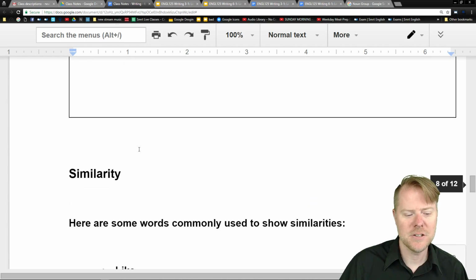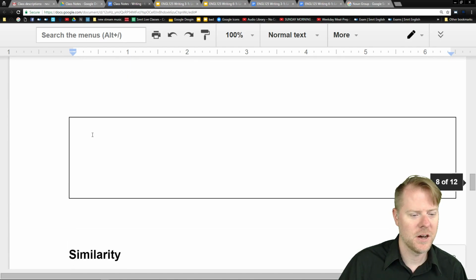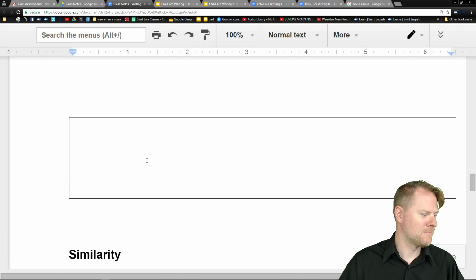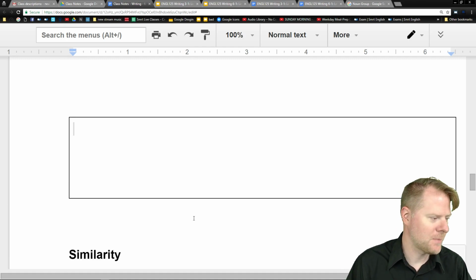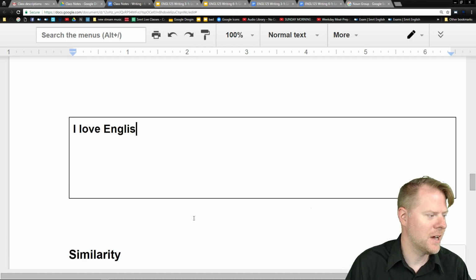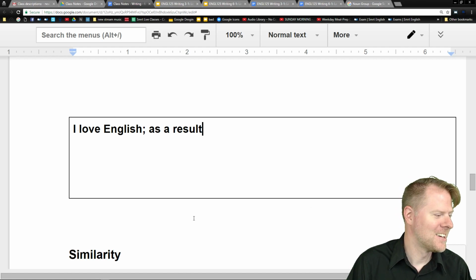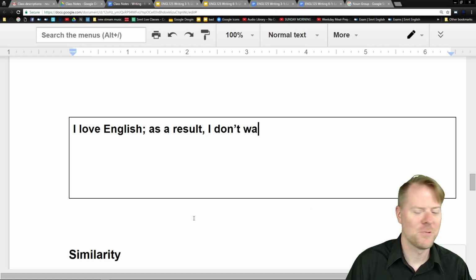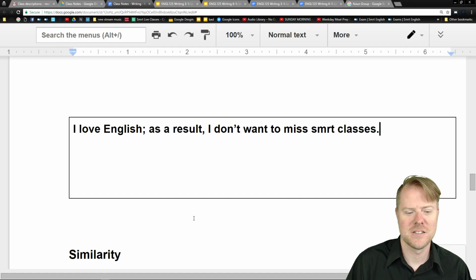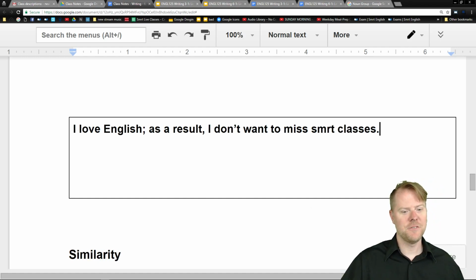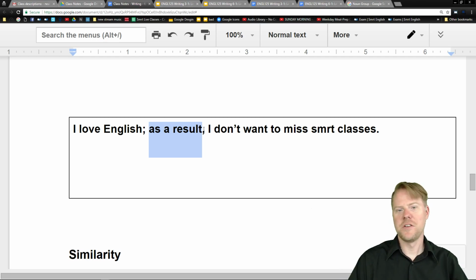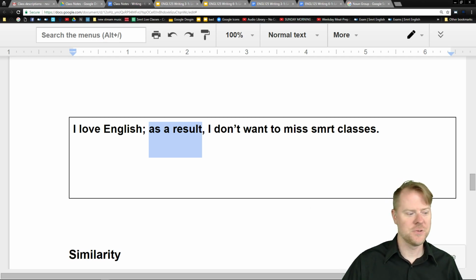If we use just "as a result," it's going to come in the middle. Diary, I'm going to adapt your sentence because I see it right now. I love English. As a result, I don't want to miss Smrt classes. So if you use "as a result" in the middle, with no "of" attached to it, you can write it like that.